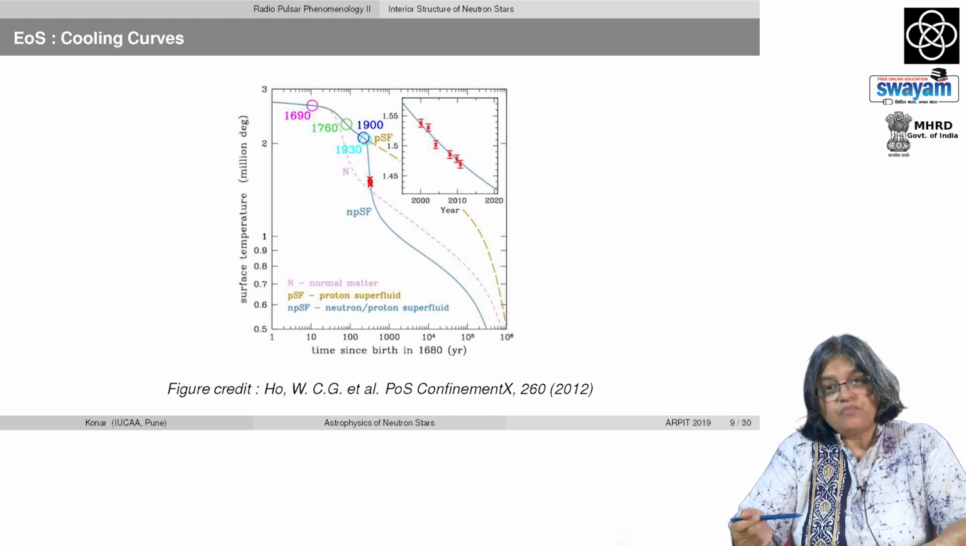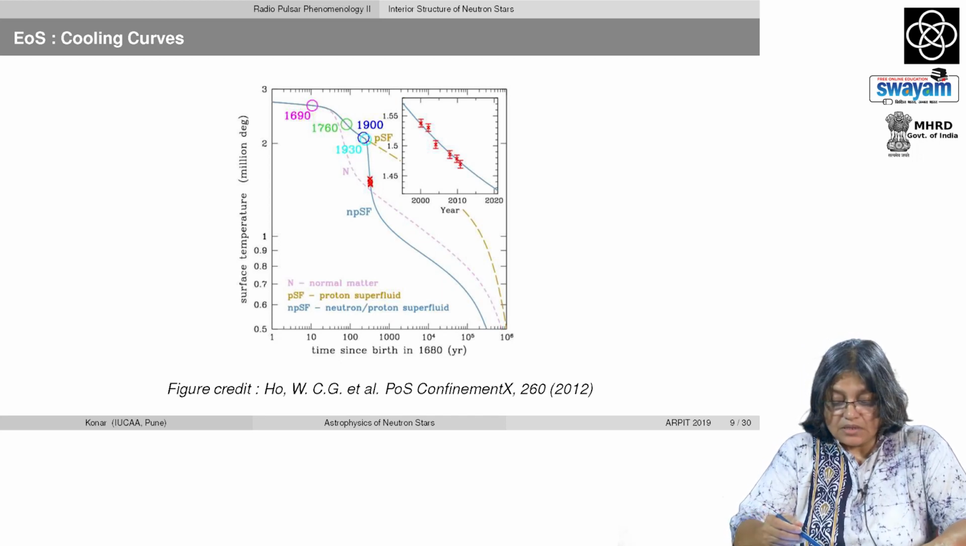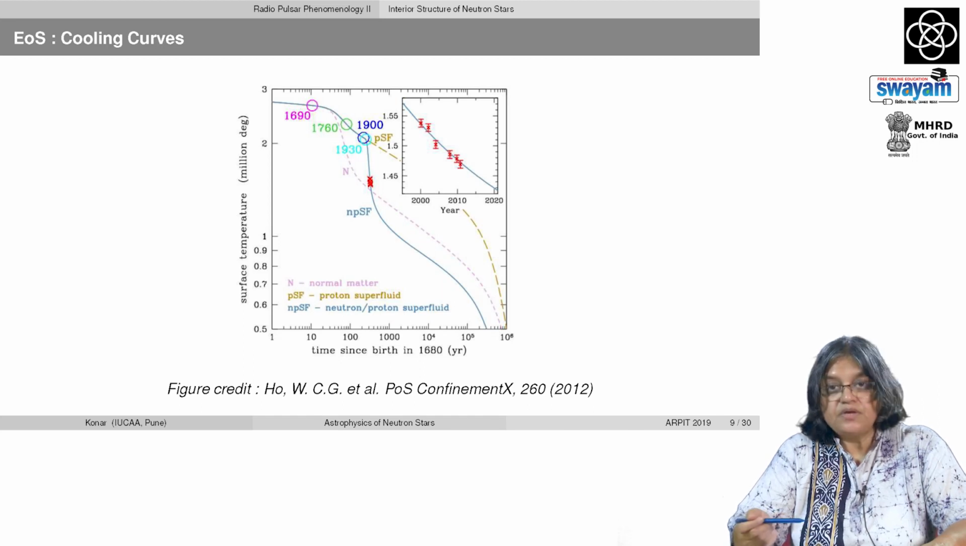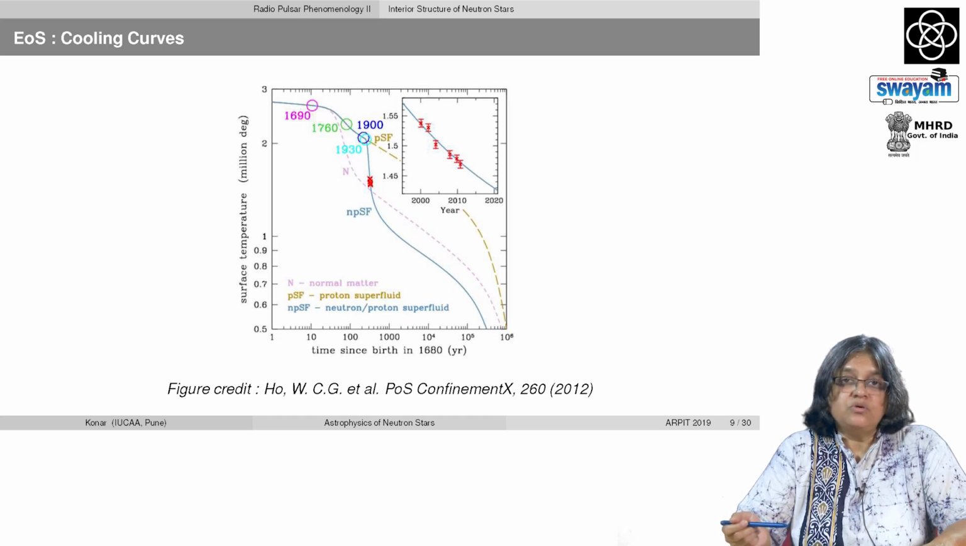The interesting part to note here is this bit which has been zoomed here, and these red points are observational points, and we can see that these points are following the curve which has both neutrons and protons as superfluid very closely. So, perhaps that is the true state of matter inside a neutron star.